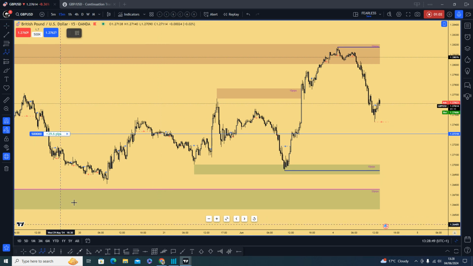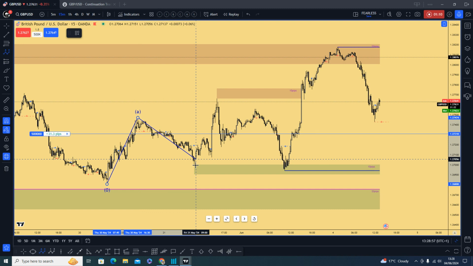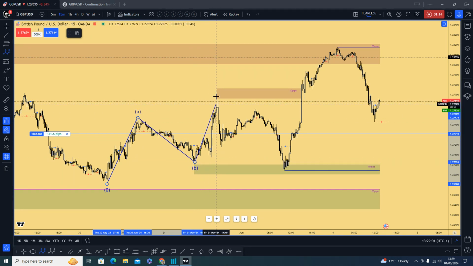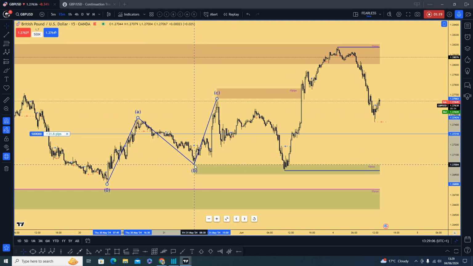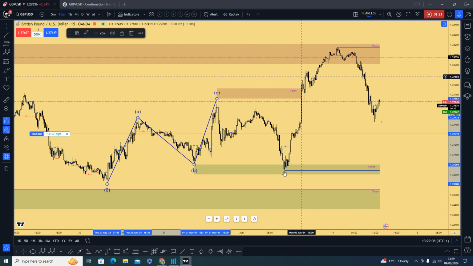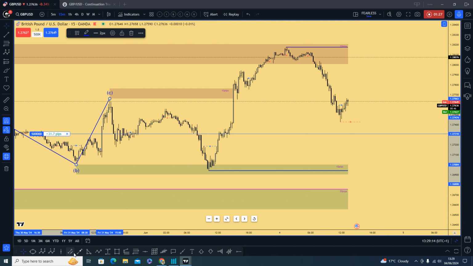The move here from 0 to 1 is actually B and C to form the wave 1 of the wave structure. Then this is the 2, that is the 3, and this is 4. This is a continuation move, like I said before. I don't know why that did not show the first one that I drew.